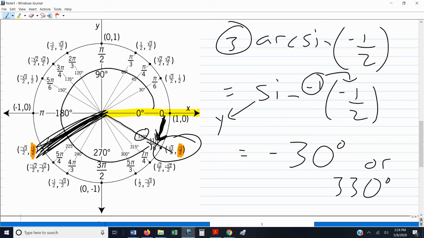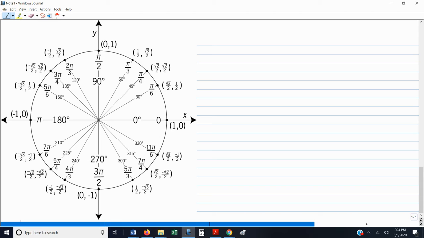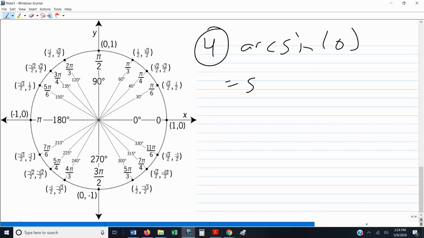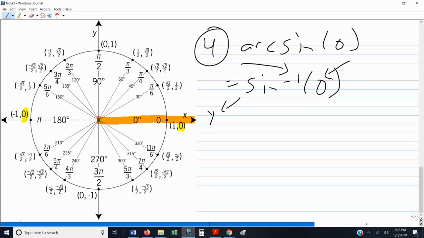And then let's do arc sine of 0 next. So number 4, let's do arc sine of 0. Arc sine is the same thing as inverse sine, and then the inverse is saying what angle gives you a sine of 0. Sine is the y value. So what angle has a y value of 0? You can look to where you see that happening. Here and here. And because we're looking for the one closest to 0, I'm going to just say this answer is 0 degrees.